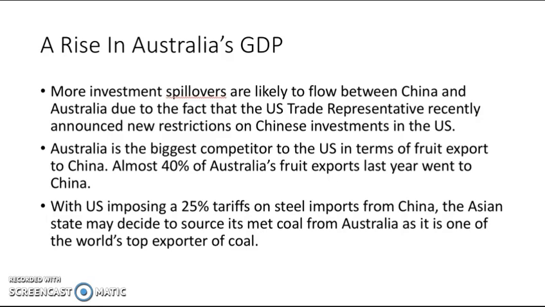The Asian state is also a massive importer of met coal, which is used in blast furnaces to produce steel. While the US is imposing a 25% tariff on steel imports from China, the Asian state may decide to source more of its met coal from elsewhere. As one of the world's top exporters of coal, Australia could reap the rewards.